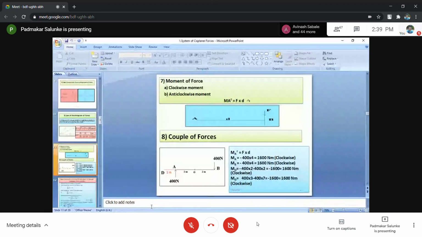So in this case, when considering the first 400 Newton at point A, its moment at A equals 0. For the second force of 400 Newton, 400 multiplied by 4, the tendency of rotation is clockwise, hence the minus sign is considered. So minus 400 multiplied by 4, the answer comes as minus 1600. When minus is considered, it indicates that it is a clockwise moment. Whenever clockwise or anti-clockwise is written in brackets, everything is positive, because plus and minus signs are relative signs.